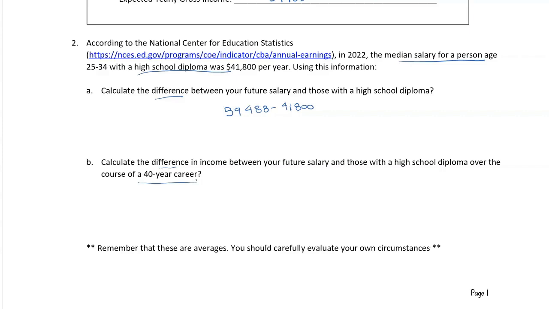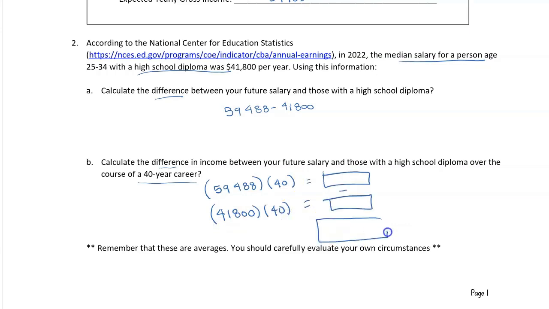Then this second part of the question says to find the difference over the course of a 40-year career. Now, for this problem, we're just going to assume that your salary stays the same, but we know that's not true. Salaries go up. So for 40 years, if I stayed at $59,488, I would just multiply that by 40. Then I'd also do the $41,800, multiply that by 40. Then whatever the difference is, that's our answer.